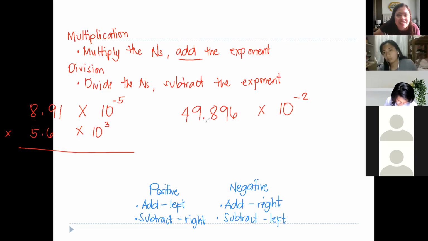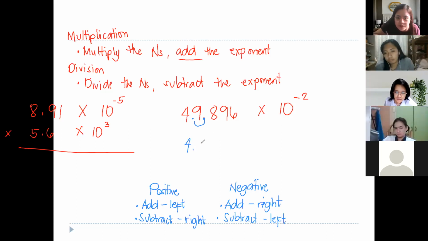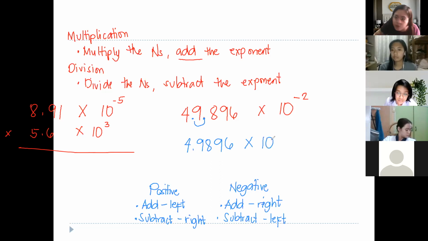So, mag-move ta sa ato ang decimal point. Nadiri atong decimal point plus after the 9. Asa ta padulong? Sa right, sa left? Left po. Going to the left, balhin nato siya diri. Okay? Para makasulod na siya sa 1 to 9, this will become now 4.9896 times 10. What will happen to the exponent?